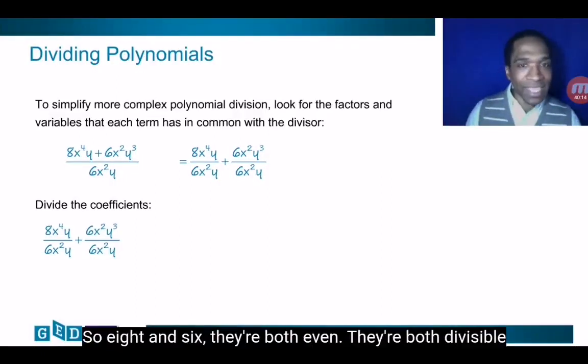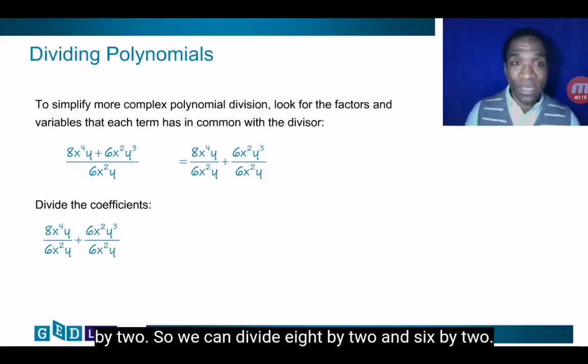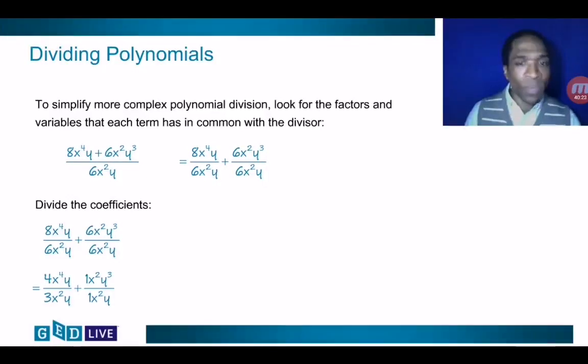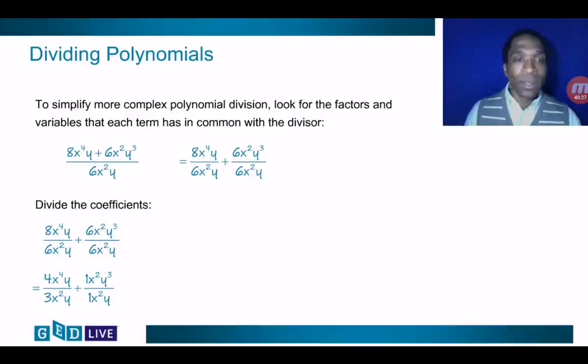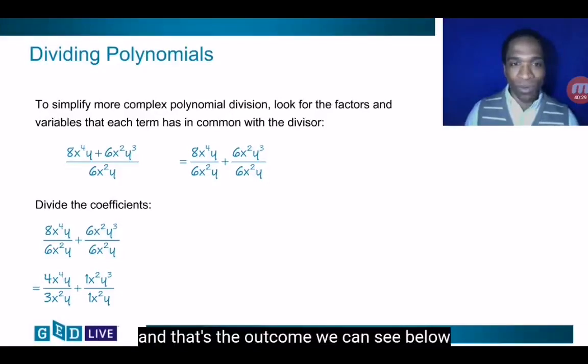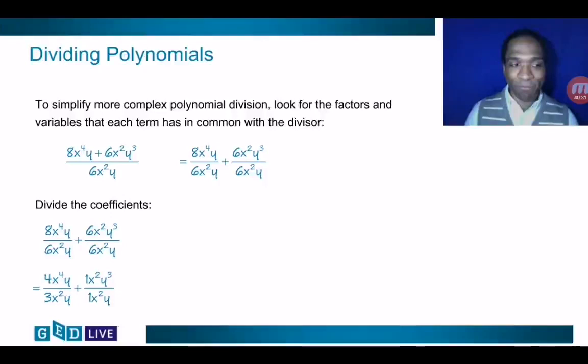So we can divide the numbers that are to the left of the variable terms like so. So 8 and 6, they're both even. They're both divisible by 2. So we can divide 8 by 2 and 6 by 2. And we get 4 over 3. Now 6 divided by itself is 1. And that's the outcome we can see below on the left side of the slide.